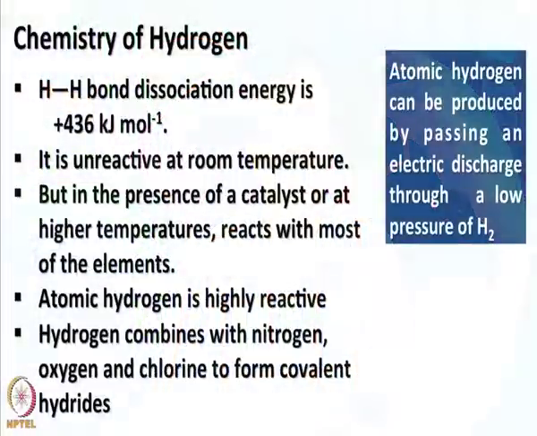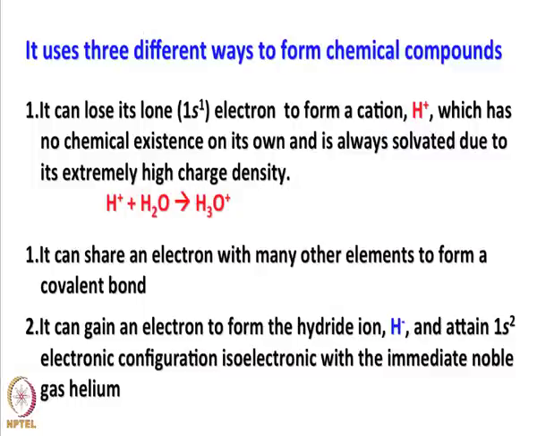And atomic hydrogen is highly reactive, and hydrogen combines with nitrogen, oxygen and chlorine to form covalent hydrides. Atomic hydrogen can be produced by passing an electric discharge through a low pressure of hydrogen. Okay. It uses 3 different ways to form chemical bonds.